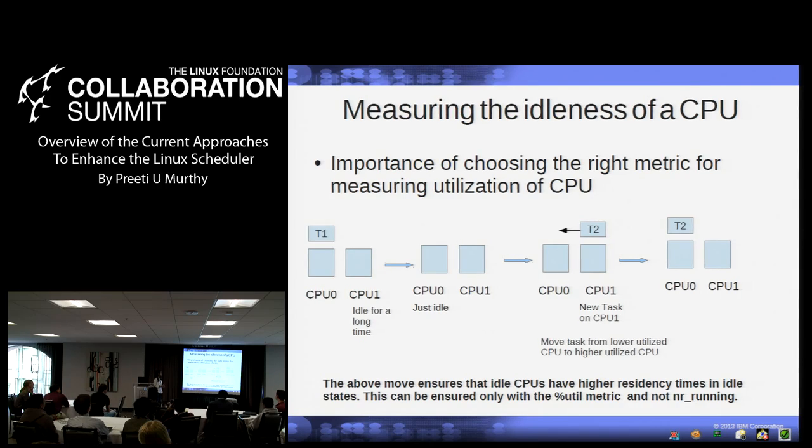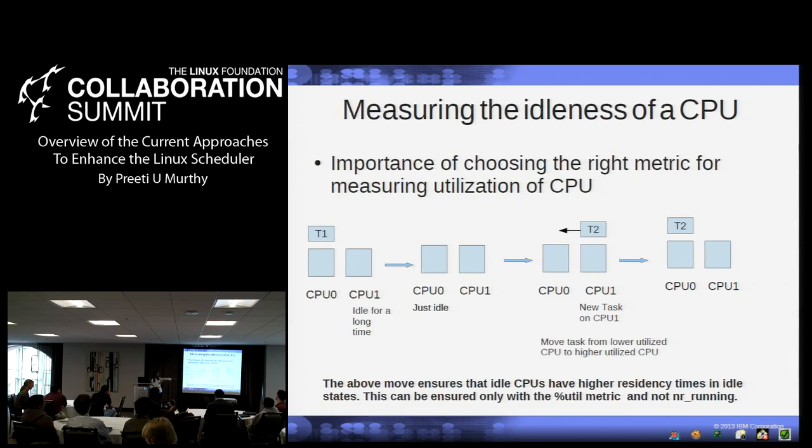So let's take up this. CPU 1 has been idle for a long time, and CPU 0 is running a task. The task T1 finishes, and CPU 0 just got idle. After a while there is a task that wakes up on CPU 1. Now leave aside power aware scheduling and everything that I spoke so far, and let's look at this situation independently.